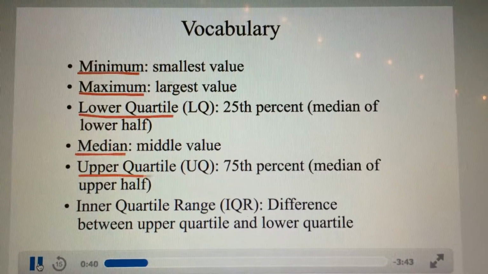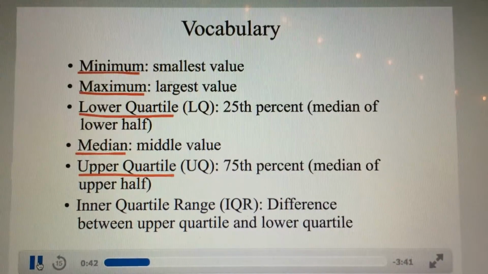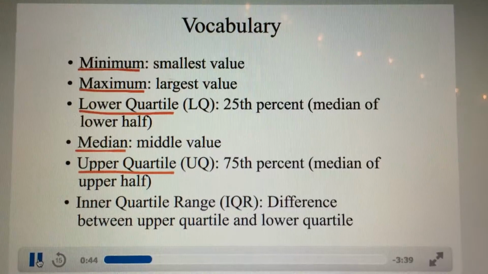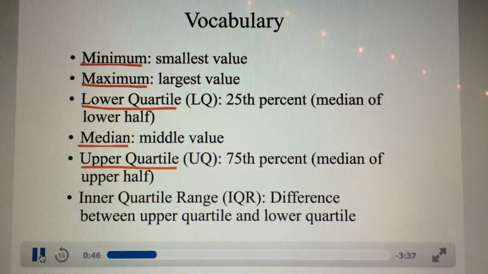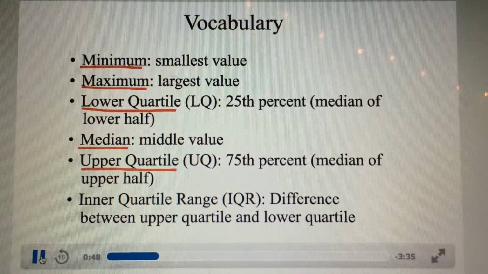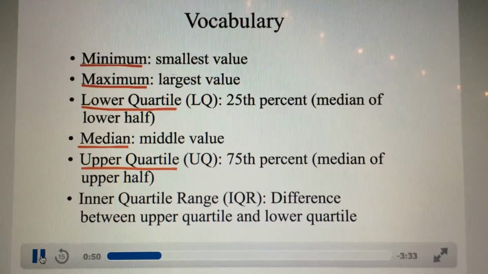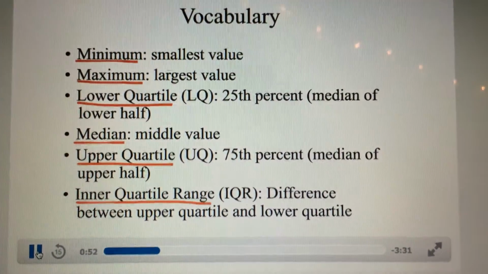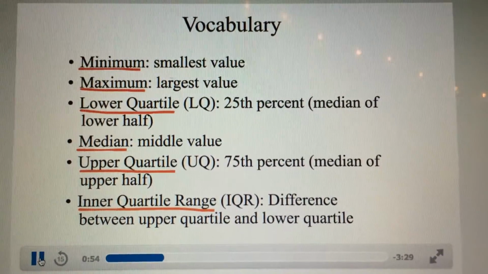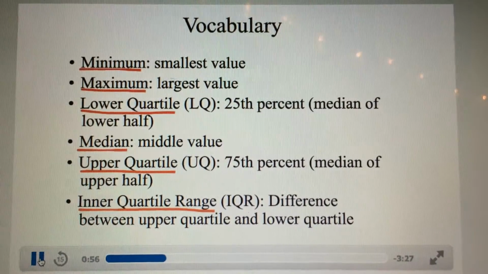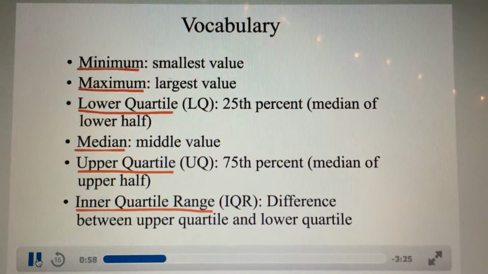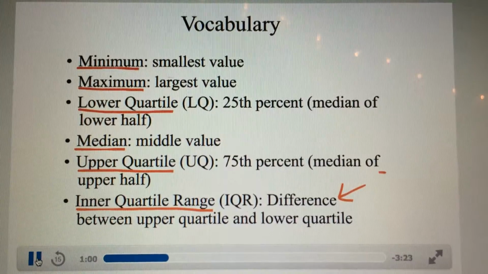The upper quartile is very similar to the lower quartile. It is the median of the upper half, and it refers to the 75th percent. The interquartile range is also called the IQR. And it's just the difference between upper quartile and lower quartile. When you see the word difference, you should think of subtraction.